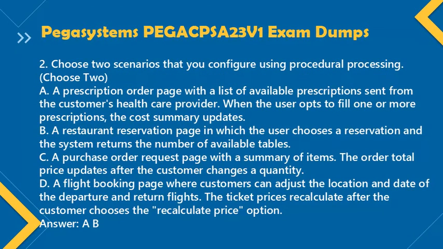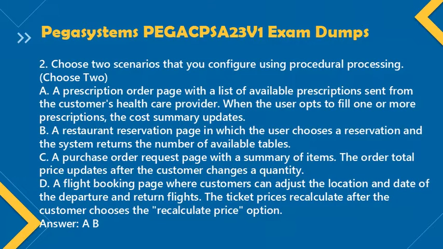Question 2. The correct answers are A and C. Here's why. A. In the prescription order page scenario, procedural processing would be used to update the cost summary when the user opts to fill one or more prescriptions. This involves performing calculations based on the selected prescriptions, their quantities, and possibly other factors like insurance coverage or discounts.